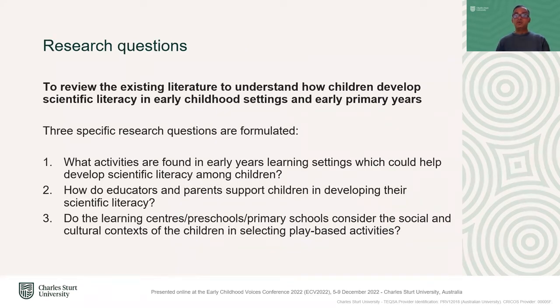In this study, we reviewed the existing literature to understand how children develop scientific literacy in early childhood settings and early primary years using the cultural historical lens. Three specific research questions are formulated. The first research question is, what activities are found in early years learning settings which could help develop scientific literacy among children? In this question, we wanted to understand the process of developing scientific literacy among children in early years.